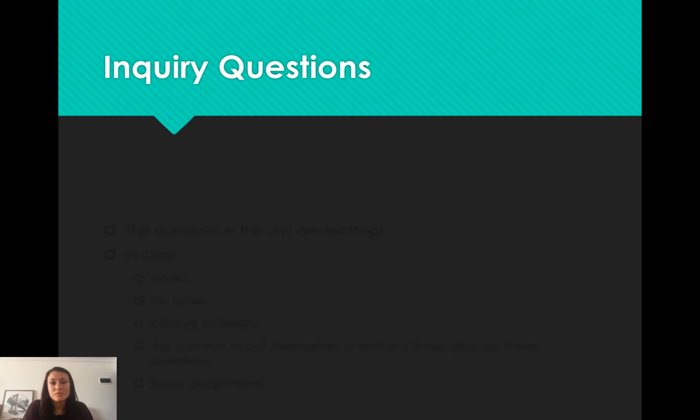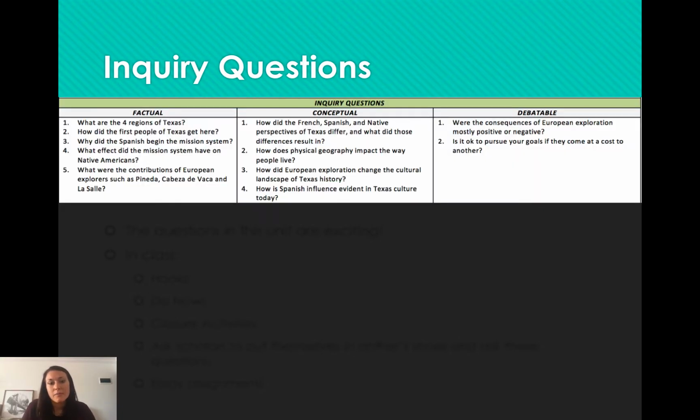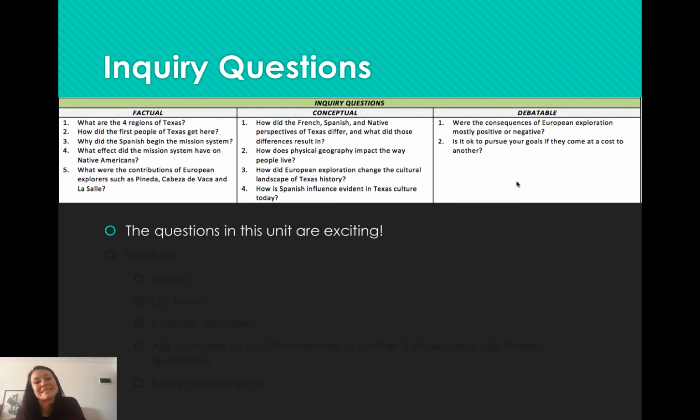So the way that we get to really grapple with this statement of inquiry is through our inquiry questions. You'll see those on your screen, but they're also on your unit plan. They're broken up into factual, conceptual, and debatable questions. And I love that they're scaffolded. So factual really leads into conceptual, conceptual really leads into debatable. But I love the questions in this unit, particularly the debatable questions over here on the right.